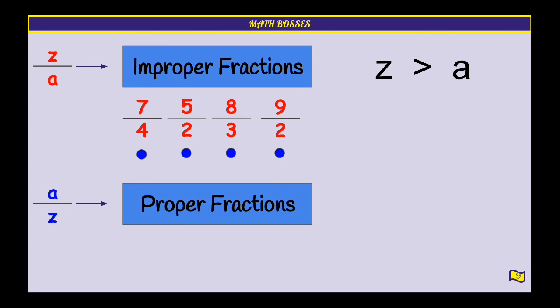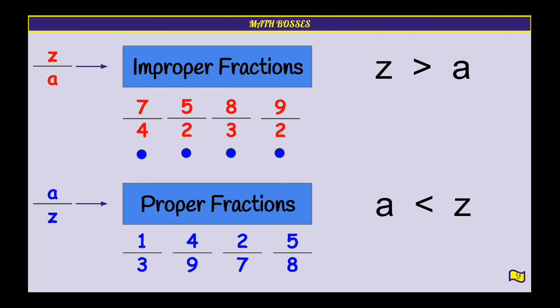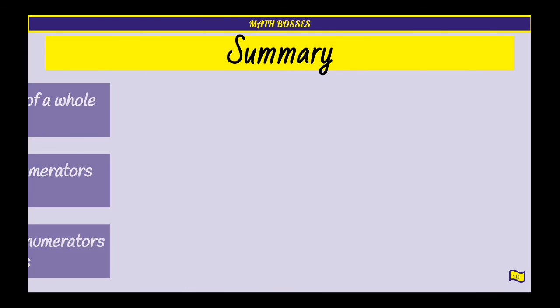However, proper fractions have their numerators to be less than their denominators, as we can see here with 1/3, where 1 the numerator is less than 3 the denominator, and the pattern repeats itself for all these examples and all other proper fractions. That brings us to the end of this video.